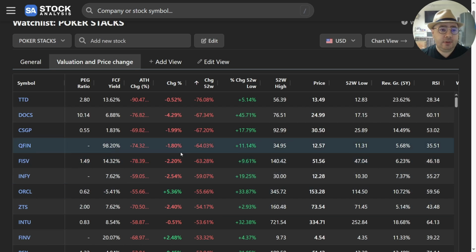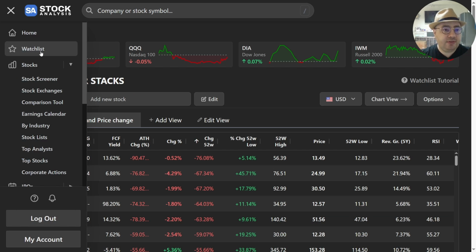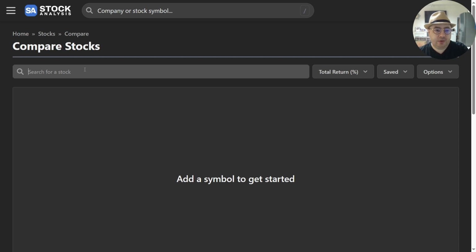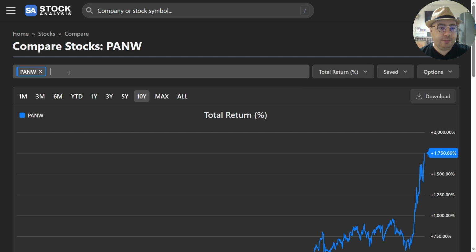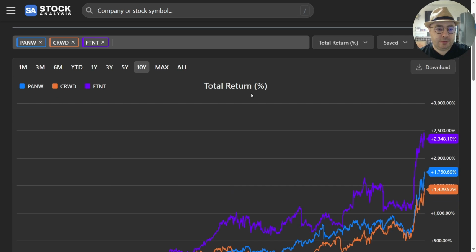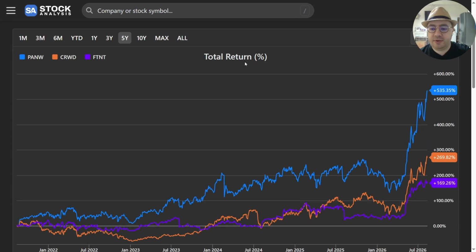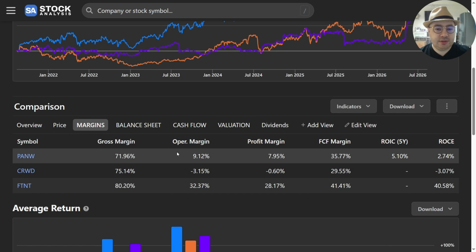So yeah, as you can see here, there's a lot of nice features with this site that you can use. Comparison tool: you can put here Palo Alto Networks compared to CrowdStrike and Fortinet. Let's just say something like that, okay? Last 5 years price action, which went up more. What about the margins? Let's see here.